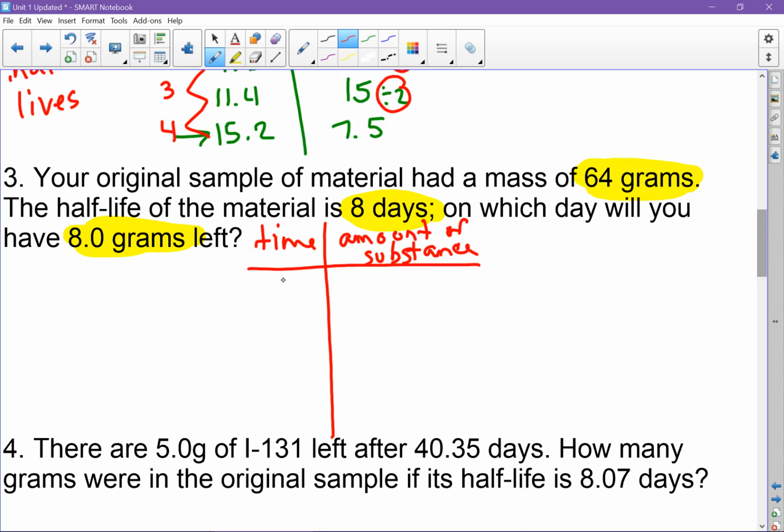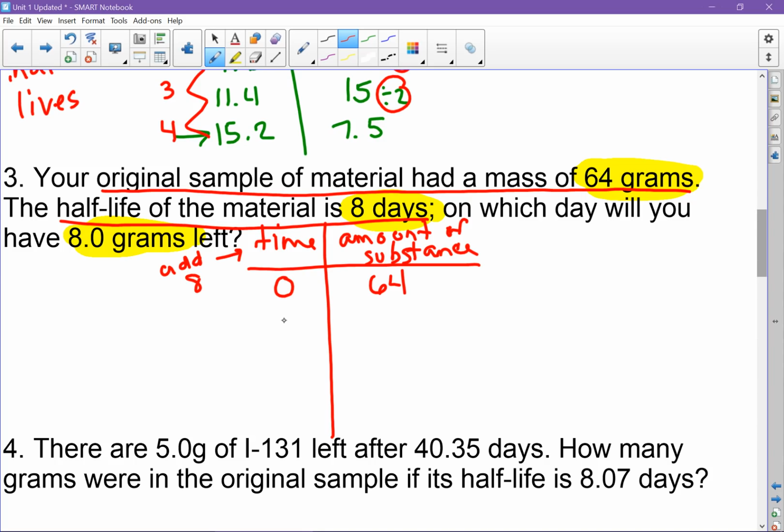Okay, time, remember, always has to start at 0, and in this column our job is always to add. At the beginning I have to figure out how much stuff I had. It says my original sample had a mass of 64 grams. That's my beginning amount. It tells me the half-life is 8, so in this time column I'm going to add 8 every single time.